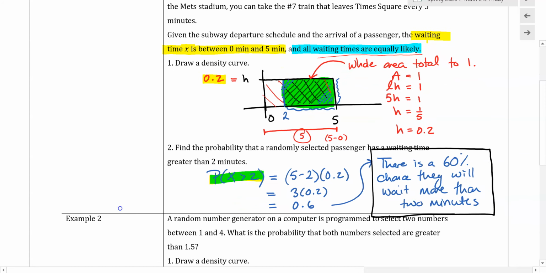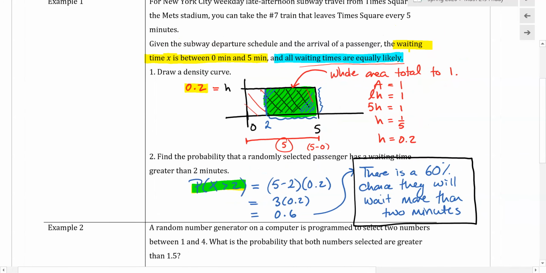All right. Let's try this next example here. Actually, you know what? Let me show you how you could calculate these on StatCrunch. So I've got StatCrunch up.